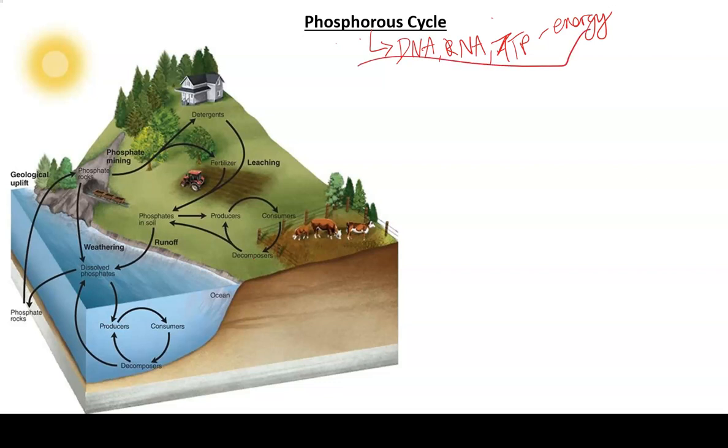So it's pretty important. It's also a limiting nutrient, which we learned about with the nitrogen cycle. There's not that much of it in certain systems, so without it, things don't grow as well when it runs out, because there's already so little of it. But a little bit different than nitrogen, there is no gas phase. There's no gas phase to phosphorus.